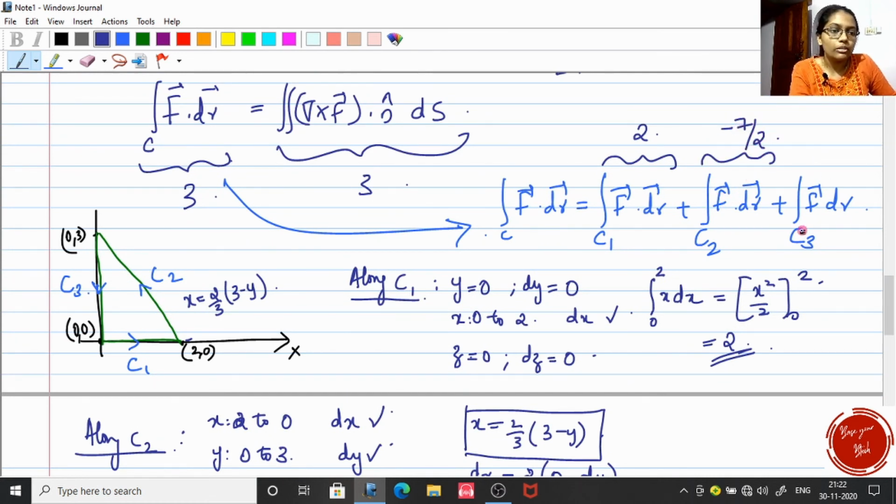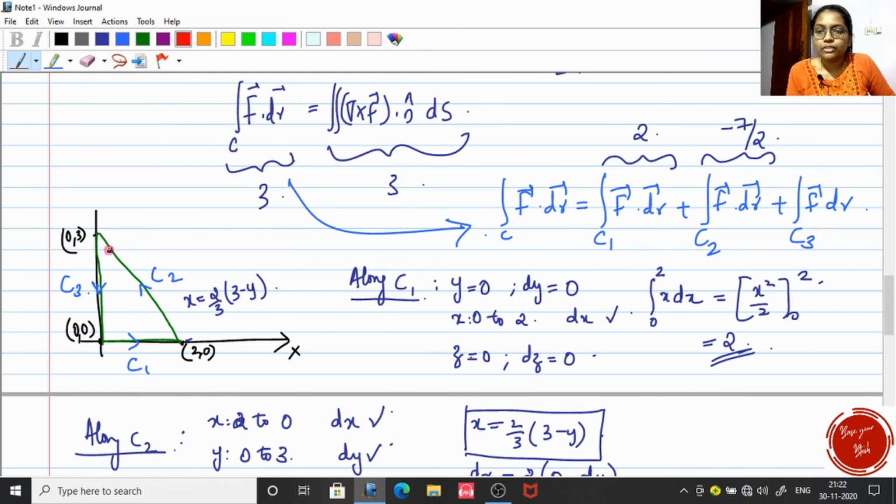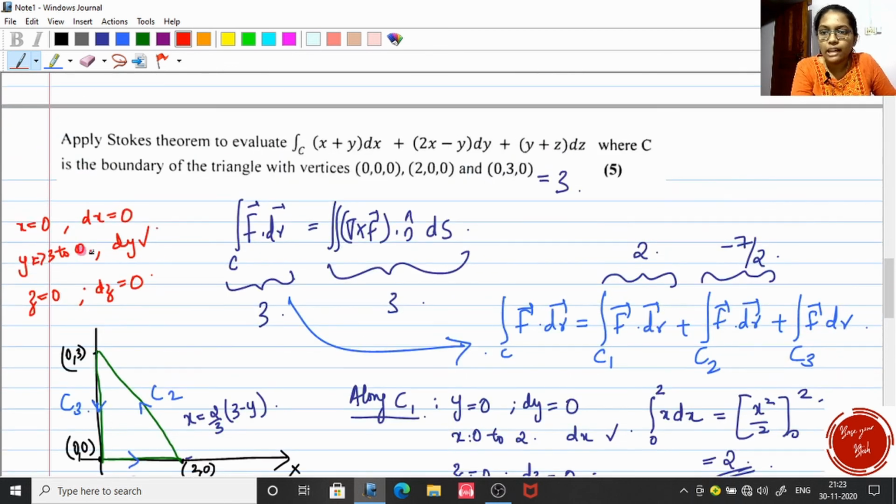Now, let us move on to get the value for integral over C3 of f dot dr. So for the next part of the curve, you can see that x is equal to 0. Since x is a constant value, dx is also equal to 0. Now, y ranges from 3 to 0, which means variation in y exists. And z is equal to 0 implies dz is also equal to 0. So these values must be given to this integration.